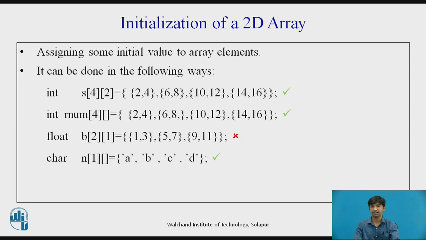Another thing is char n1[] = {a, b, c, d}. So this is a character array. Then int eid[4][1] = {11, 12}. In this array I have initialized the array with row size equal to 4 and column size equal to 1, but I am assigning 2 values, whereas all other array elements will have a garbage or junk value assigned to them. The default value is 0 for integer data type, 0.00 for floating point data type, and null for character data type.